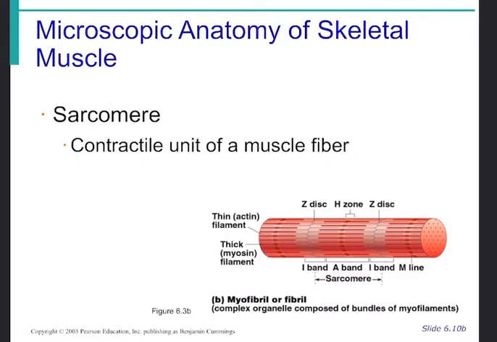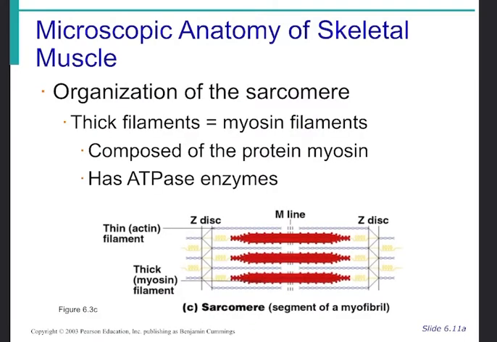Now we have sarcomeres. Sarcomeres are a contractile unit of a muscle fiber, but it's also composed of two main protein filaments, which would be the actin and myosin, which is controlled in muscle contraction. Next slide, we have the organization of the sarcomeres. Thick filaments, which would equal myosin filaments, as you can see in the diagram, are composed of the protein myosin. And it also has ATPase enzymes as well.